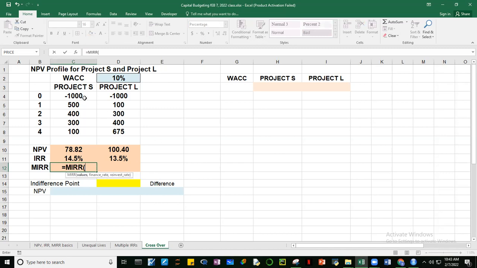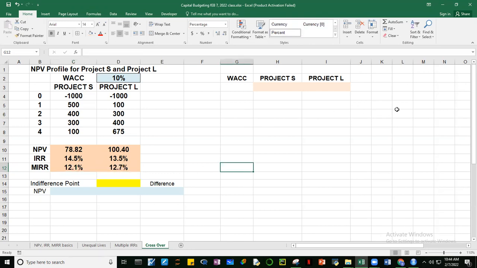Okay. Values, same thing. Finance rate is WAC 1. And then investment rate, WAC 1 din. So pareho lang kapag IRR. Control Enter. Okay, there. Alright. So MIRR, mas maganda si Project L. IRR, mas maganda si Project S. NPV, mas maganda si Project L. So alam natin na Project L is to be chosen.